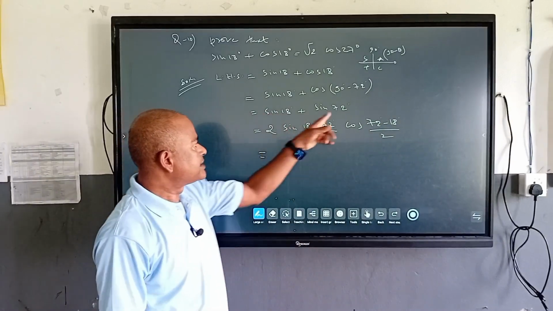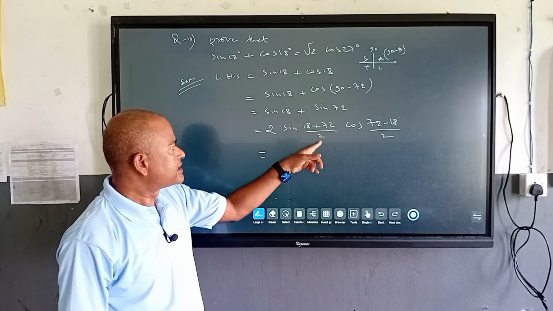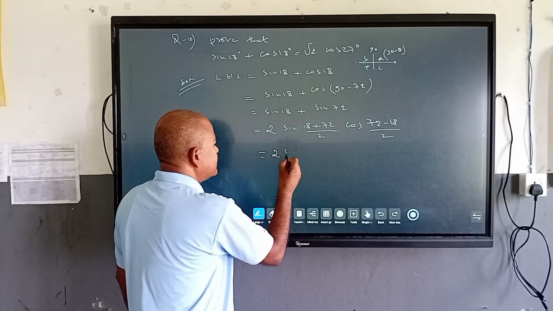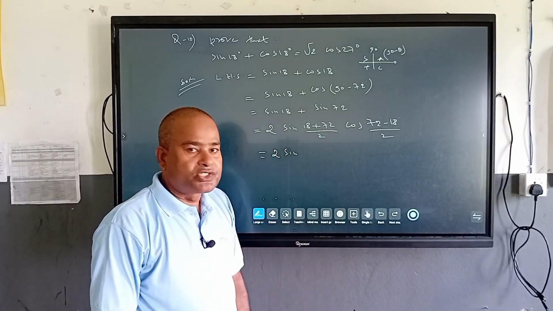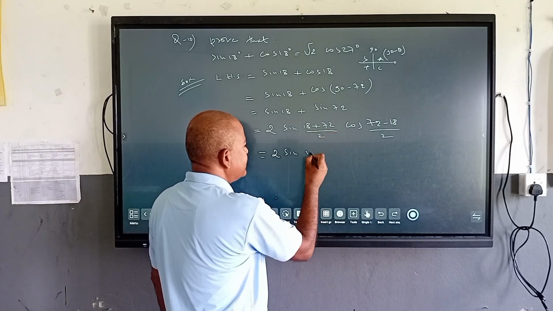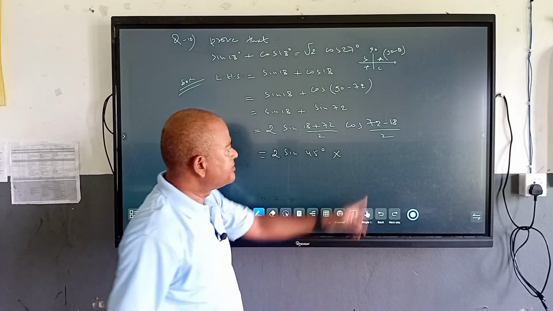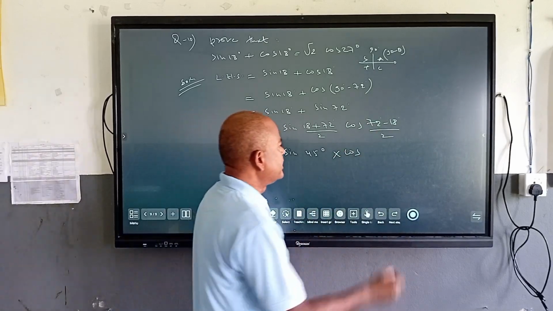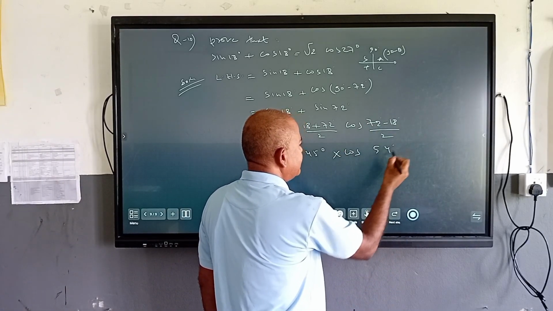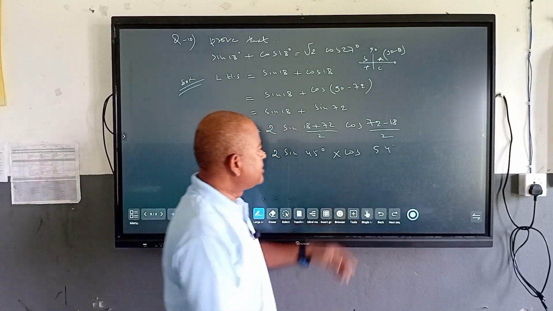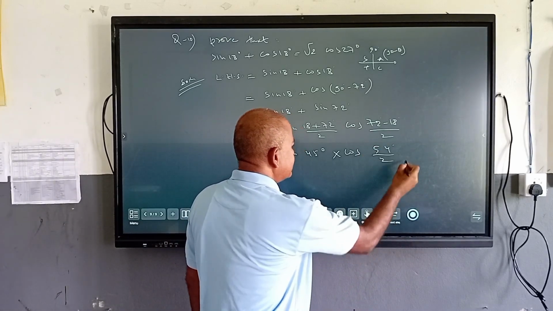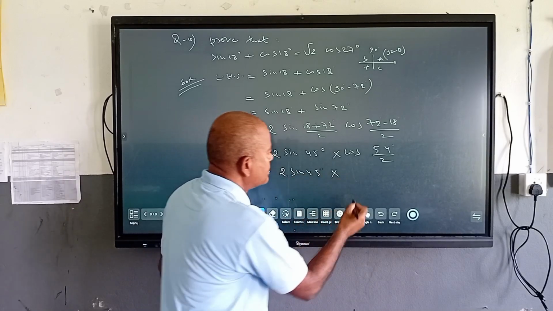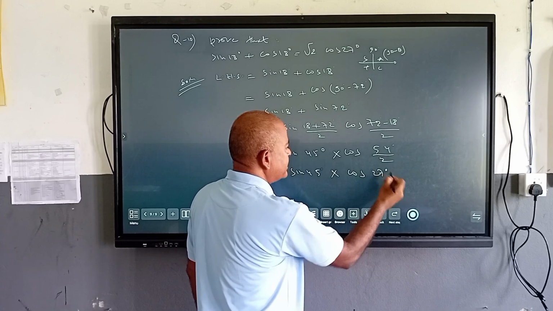So by using the formula of sin c plus sin d, we have got 2 sin (c plus d) by 2 into cos (c minus d) by 2. Now let's do the calculation. 18 plus 72 gives 90 degree, and 90 by 2 means 45 degree, times cos, dear students, 72 minus 18 degree we get 54 degree, and 54 degree divided by 2 gives 27 degree.